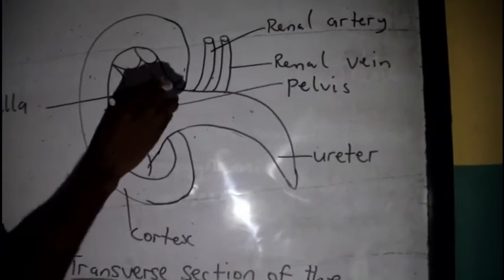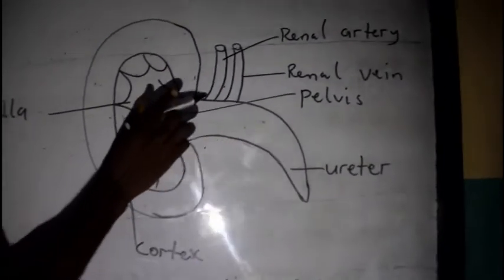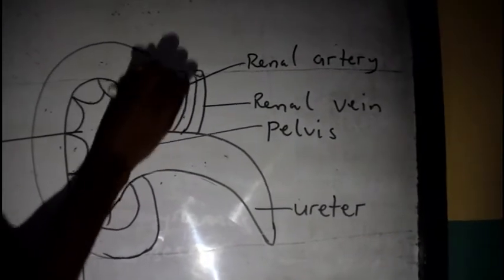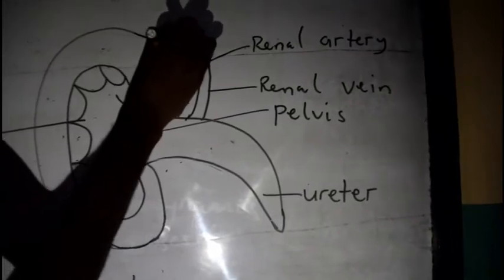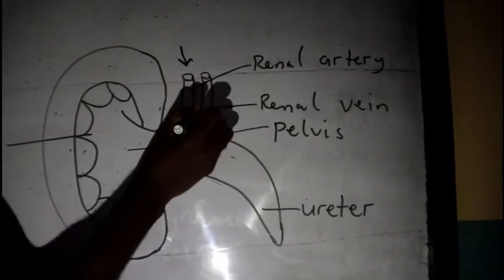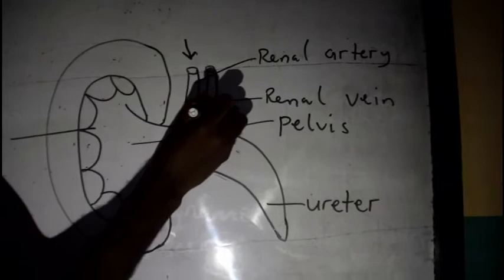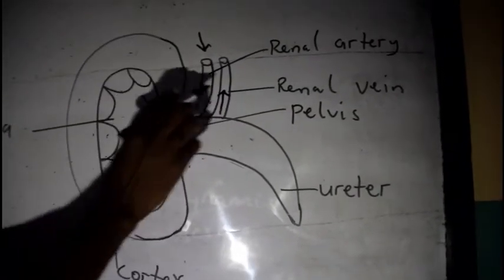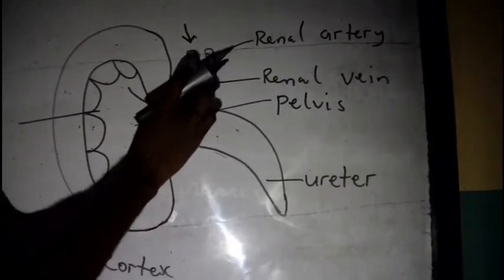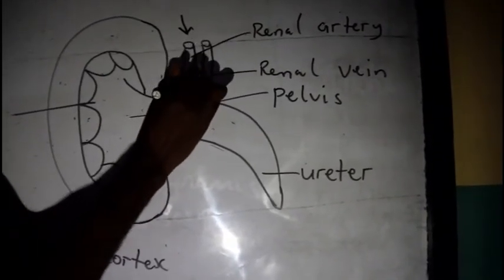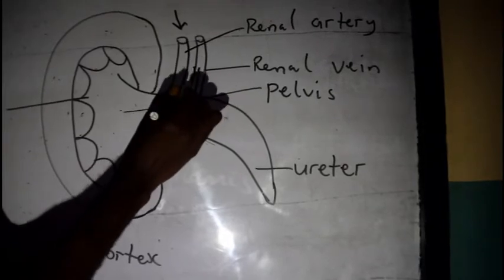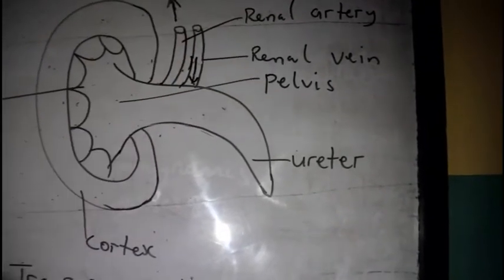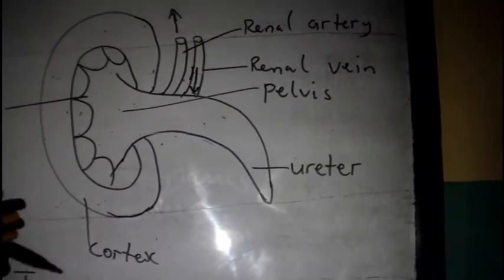Now, on the top of the kidney, you see two tubes that come out. One carries blood into the kidney, while the other takes blood out of the kidney. Now, the one that takes blood into the kidney is called the renal vein.